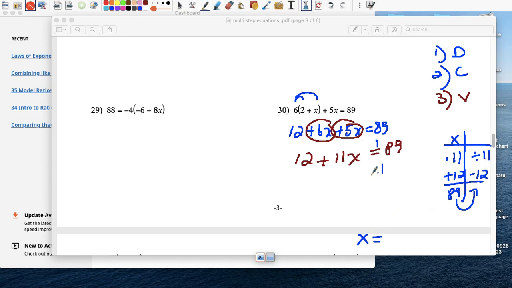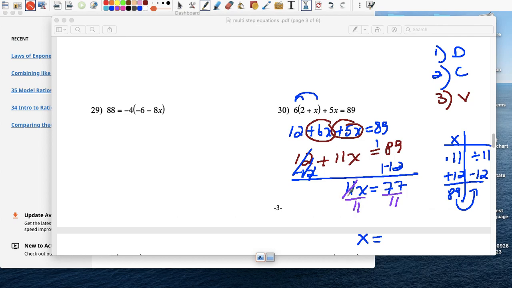Let's see if that works. Minus 12 here, minus 12 here. That becomes 0, so I'm not going to write it. 11x positive, it cannot come down. 89 minus 12 looks like 77. Next thing I need to do is divide both sides by 11.